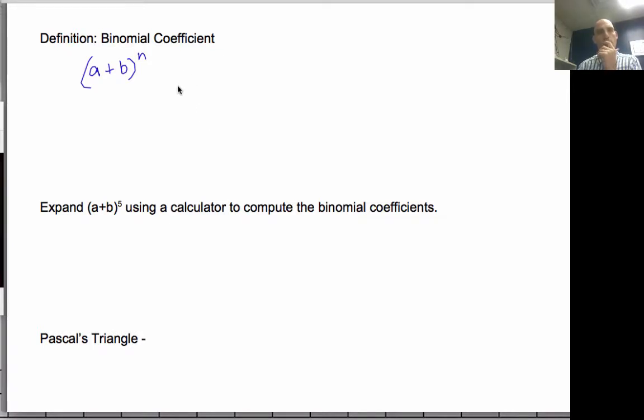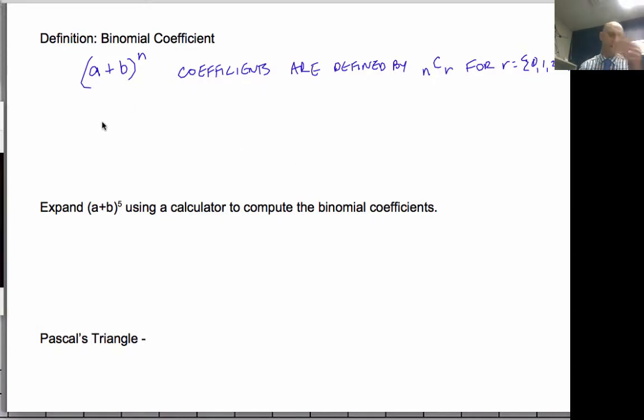And the binomial coefficient, the cool part about this is the coefficients are defined by n combined r at a time, for r equals 0, 1, 2, etc. Well, what does that mean? This is an explanation of that. By nCr, here's what I'm talking about, because you're probably like, I have no idea what he's talking about right now. It looks like this.